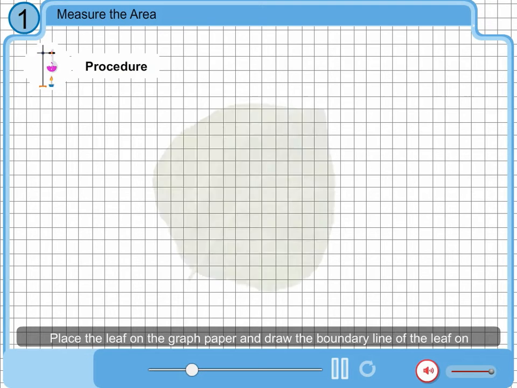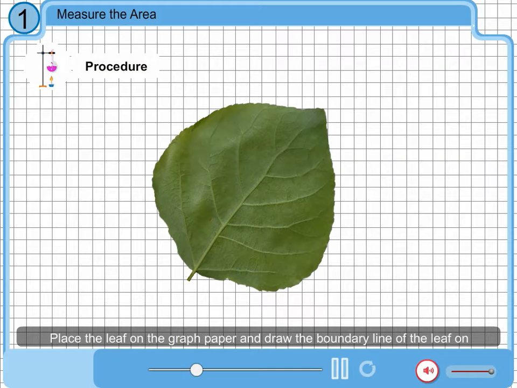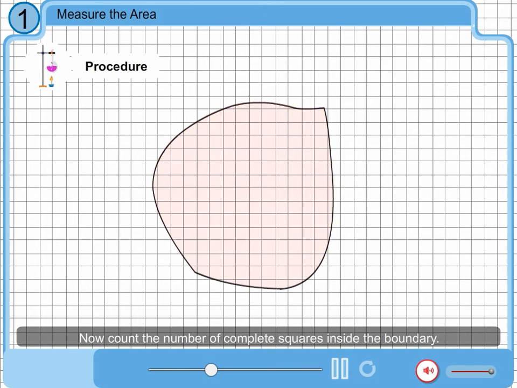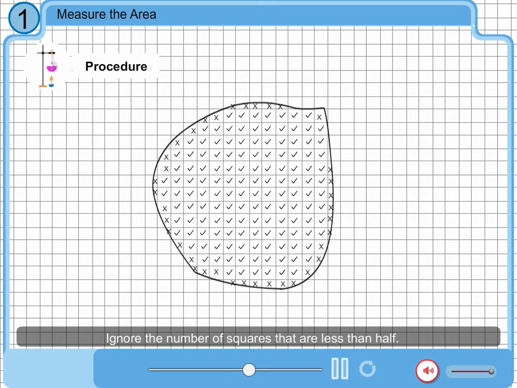Procedure: place the leaf on the graph paper and draw the boundary line of the leaf on the graph paper. Now, count the number of complete squares inside the boundary. Also, count the squares which are half and more than half inside the boundary. Ignore the number of squares that are less than half.